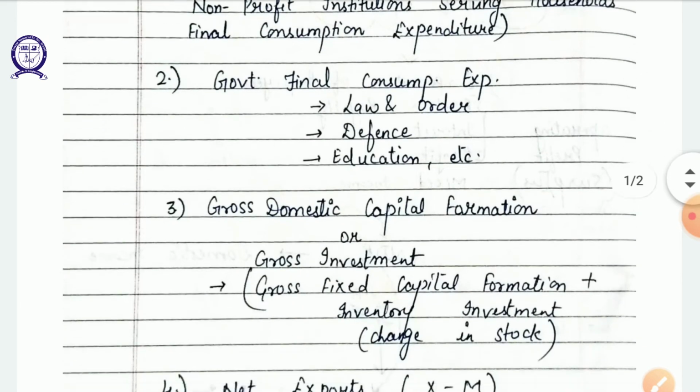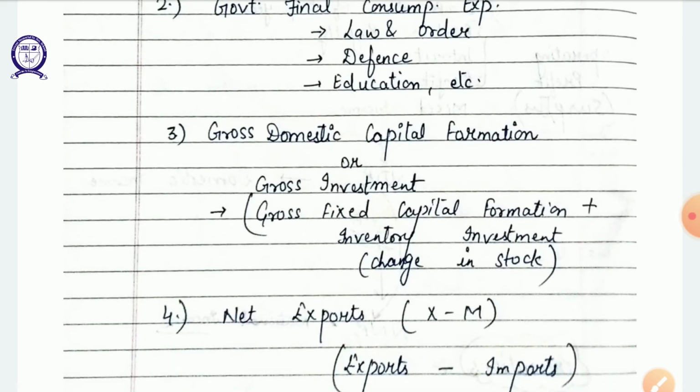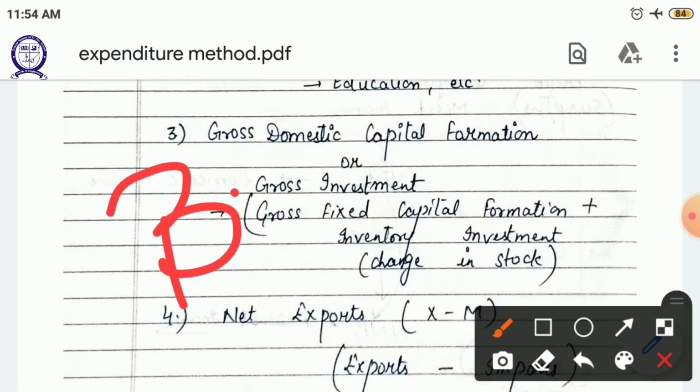Now next one is your gross domestic capital formation. Gross domestic capital formation means gross investment. That means whatever expenditure you are doing on fixed capital formation. For example, if you are constructing your house, whatever money you are spending on the construction of your house will be included in your gross residential construction investment. If you are purchasing machineries, equipment, or factory buildings for your business purpose, it will be considered as your business fixed investment.